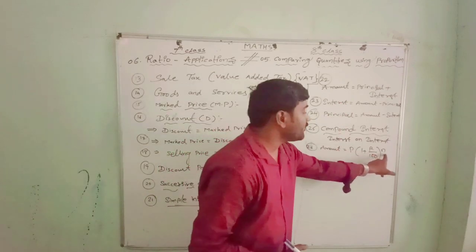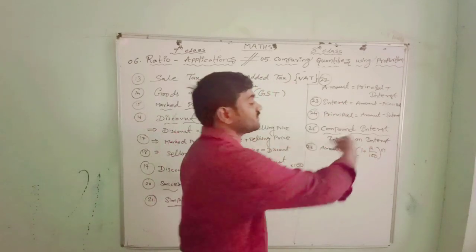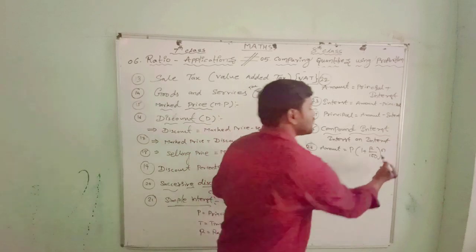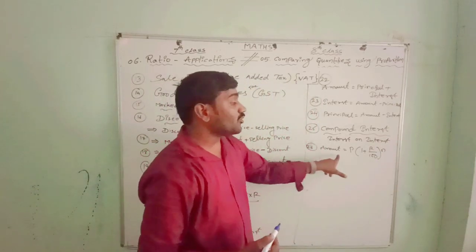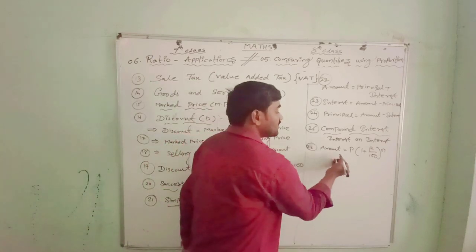How many years will we keep it here? As many years as we have, we write that number here. Suppose you are keeping it for 2 years, write 2; for 3 years, write 3, like that. So this is the amount formula.